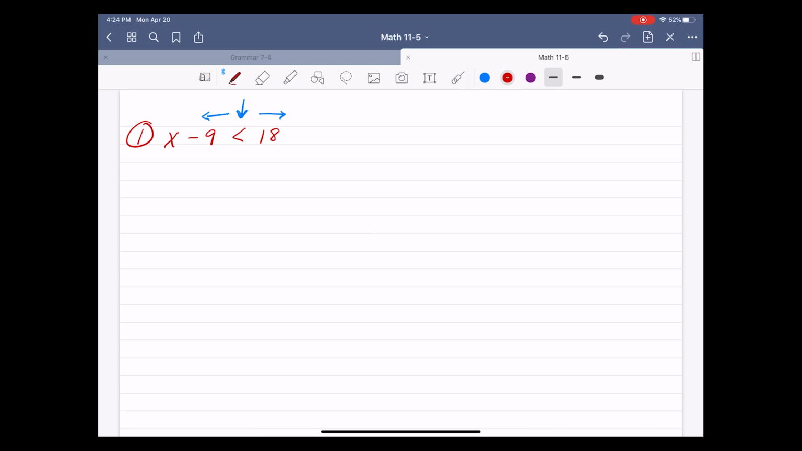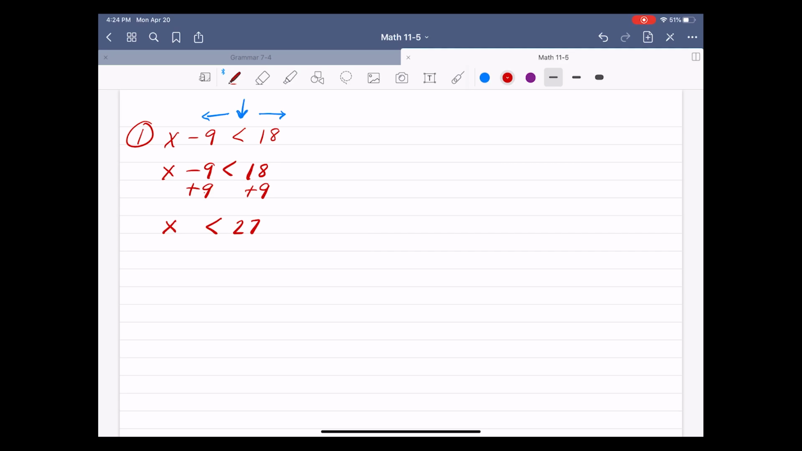So here we know that our variable is x. And our job is to get x alone. We want to isolate x. So we're going to add 9 to the left. If we add it to the left, we have to add it to the right. X minus 9 plus 9 makes 0 is less than 18 plus 9 is 27.